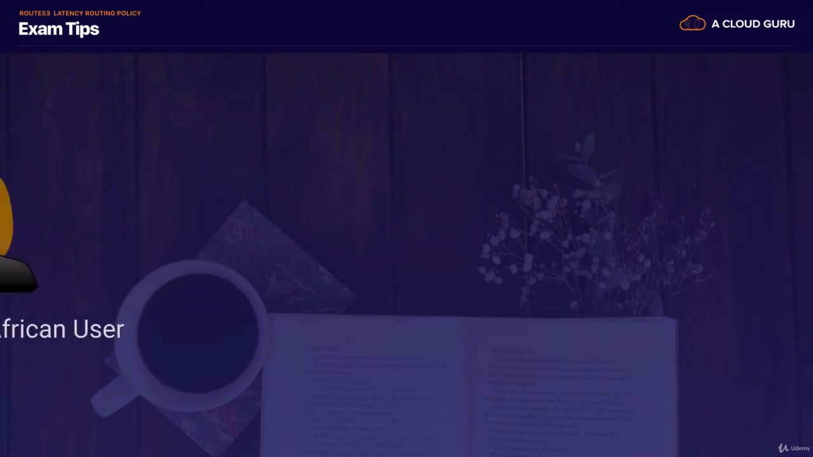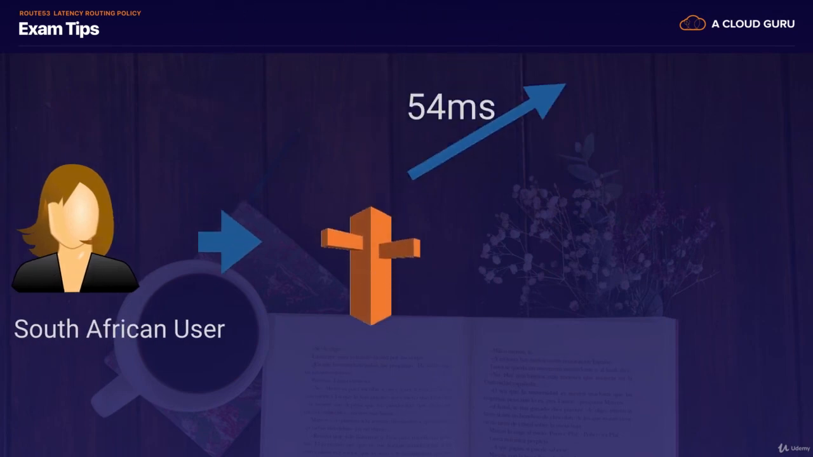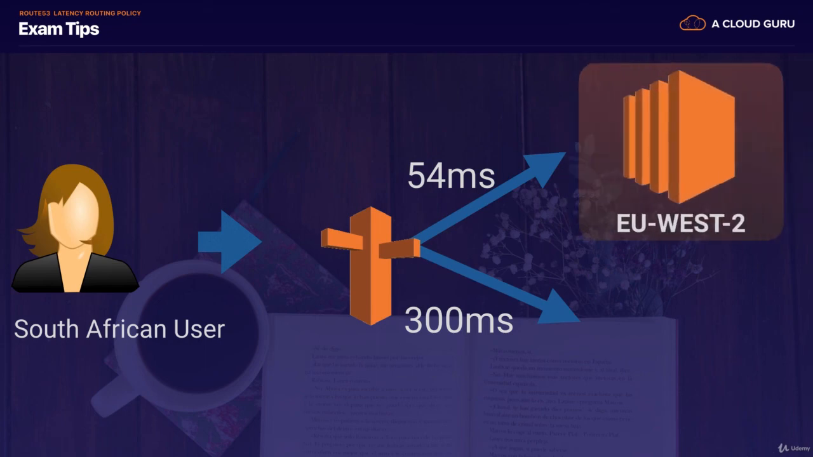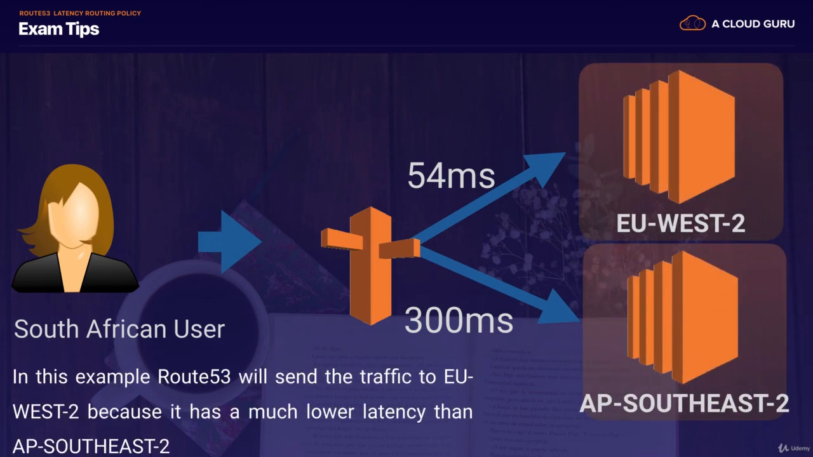And so onto my exam tips, just remember about latency-based routing. If you've got your South African user and they're connecting into Route53, Route53 is going to look at the latency and it's going to choose the one that's lowest. So it's going to choose this one, which is 54 milliseconds, and direct them to EU West 2. And it is lots of fun to test it using different VPN clients as well.